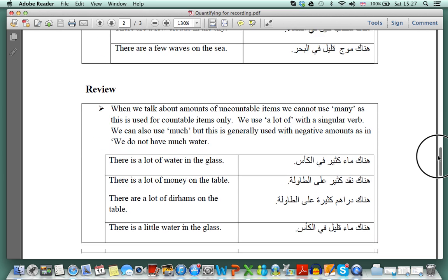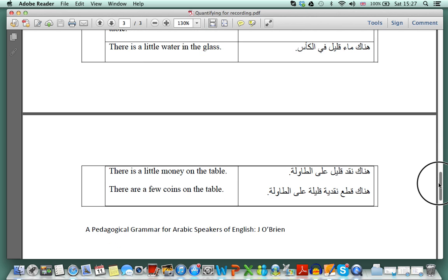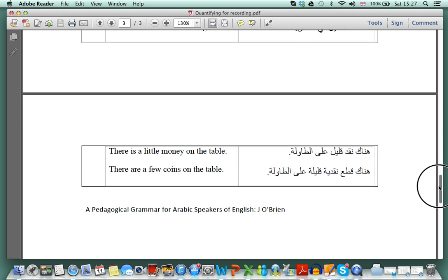So now, let's review here. When we talk about amounts of uncountable items, we cannot use many, as we did with the countable items. We use a lot of. So, for example, water is an uncountable noun, and we say there is a lot of water in the glass. There is a lot of money on the table. There are a lot of dirhams on the table. As we see, we can use a lot of there. And there is a little water in the glass, a little money, and a few coins.